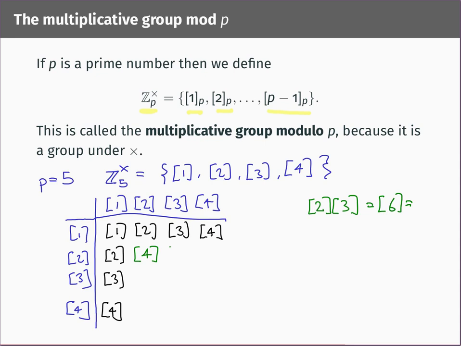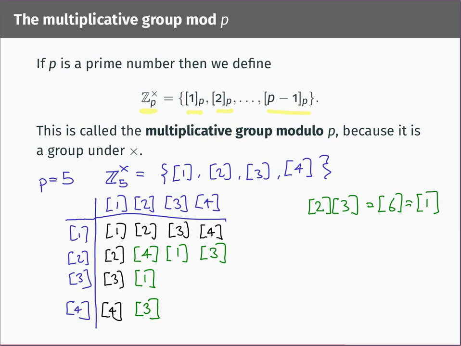So it's perfectly okay to write the class of 6 here, but as usual, we actually want to write in elements which are row or column labels. So the class of 6 mod 5 is equal to the class of 1 mod 5, because 1 and 6 differ by a multiple of 5. So I can put a 1 there. Equally, 2 times 4 is equal to 8, and the class of 8 is the same as the class of 3, because 8 and 3 differ by a multiple of 5. So this is what my next row and my next column look like.